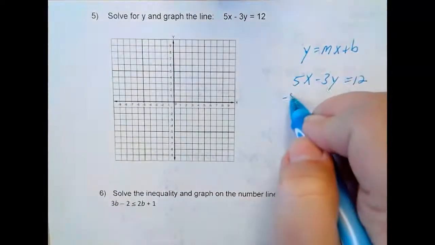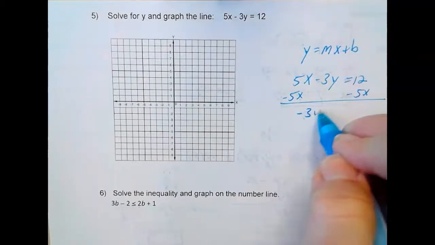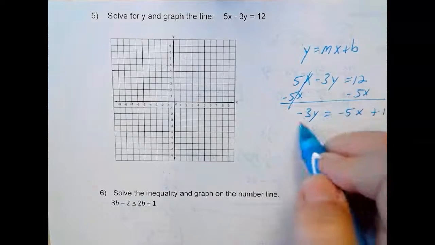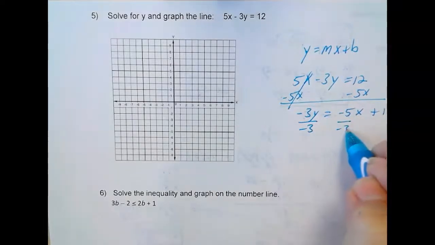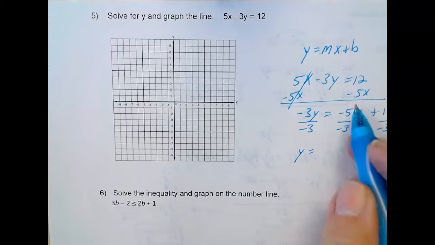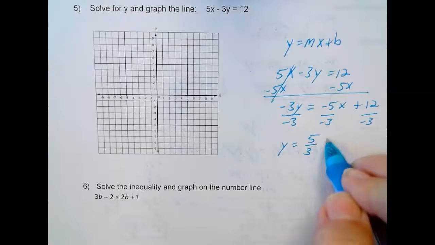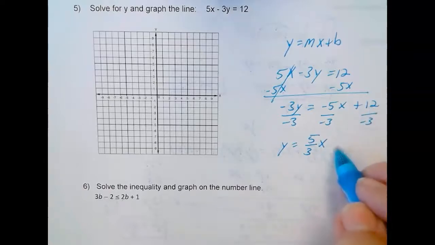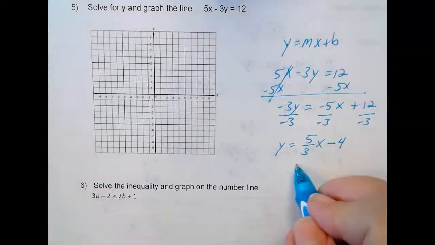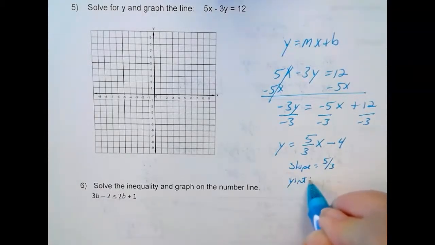So I'm going to subtract 5x from both sides, and I have minus 3y equals negative 5x plus 12, and then I'm going to divide everything by negative 3, and I have y equals a negative divided by a negative is a positive. Let me slide this over so it's in the screen. So you have 5/3 x, and then a positive divided by a negative is a negative, so minus 4. So our slope is 5/3. Our y-intercept is negative 4.